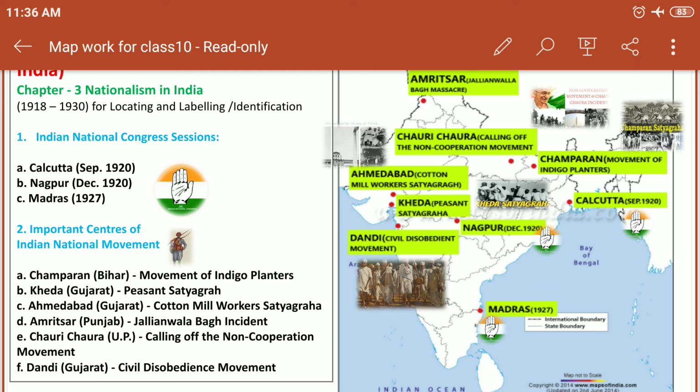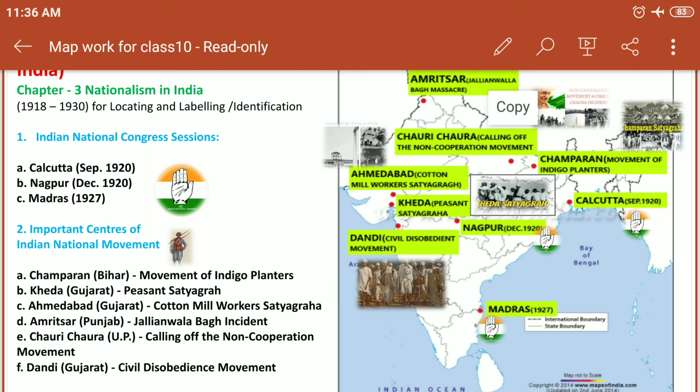One place in Tamil Nadu, that is Madras, Congress session of 1927. One place in Pakistan, that is Lahore, Congress session of 1929. Nagpur, December 1920 Congress session, is in Maharashtra. And Calcutta, September 1920, is in West Bengal. So my dear students, you are supposed to fill these places in the right place in the map, identify the places, locate and label them.